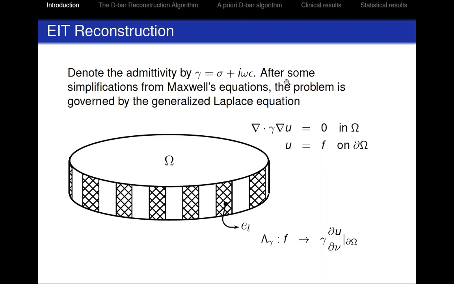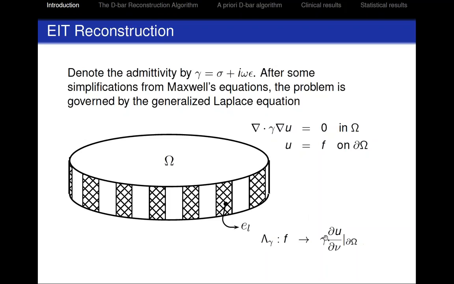So this is really governed by Maxwell's equations, but in the human body, the magnetic permeability is very small. And the fact that we're applying time harmonic currents allows this to be simplified to the generalized Laplace equation. So the governing equation for the forward problem is divergence of gamma grad u equals 0, where u is the electric potential, also known as the voltage, in the interior of this domain. And then on the boundary, the voltage is denoted by f. That's the Dirichlet boundary condition.